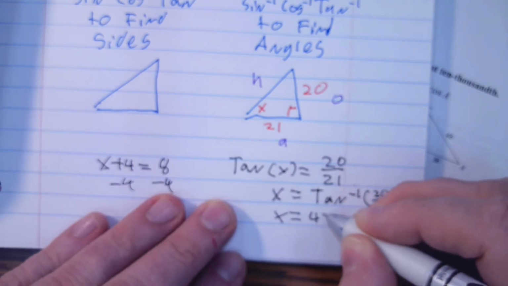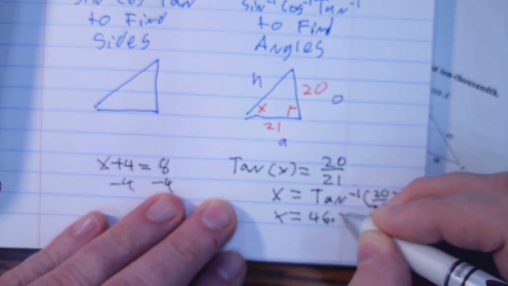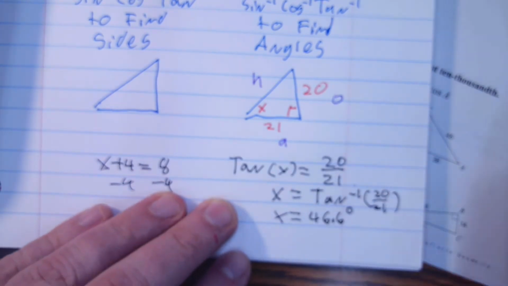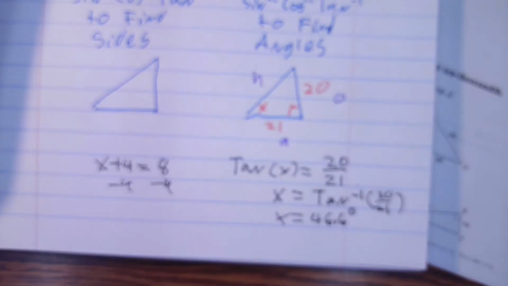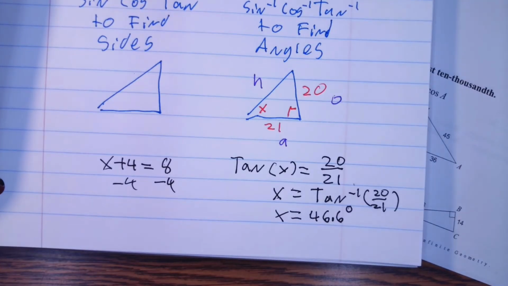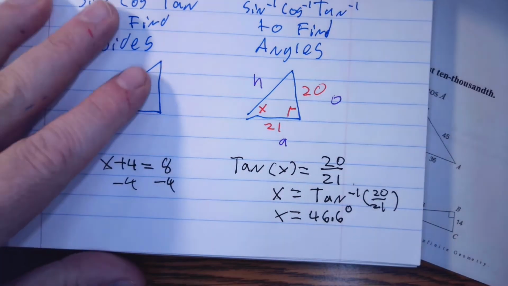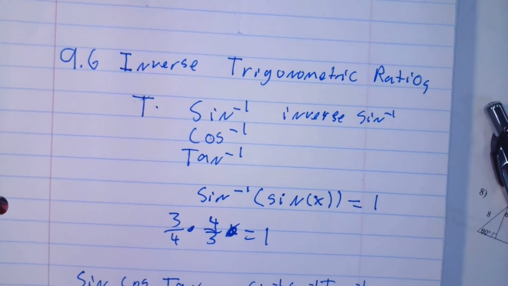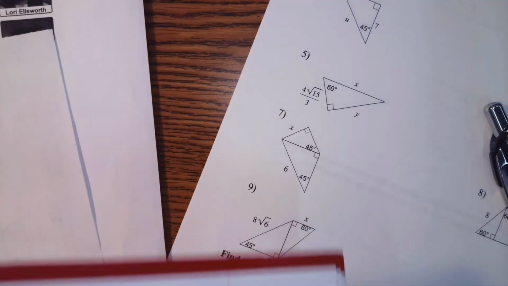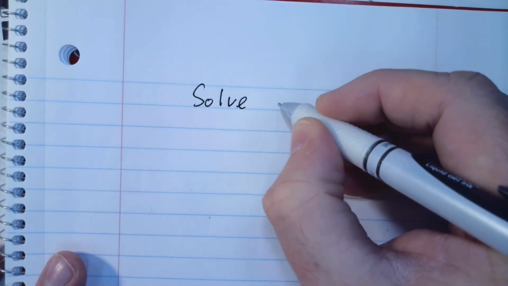43.6 degrees. See if that messes with its focus. Nope, it does fine. So that's basically what we're going to do there. Okay, the next concept that we're going to do, and it's really the same concept, is we are going to solve right triangles.